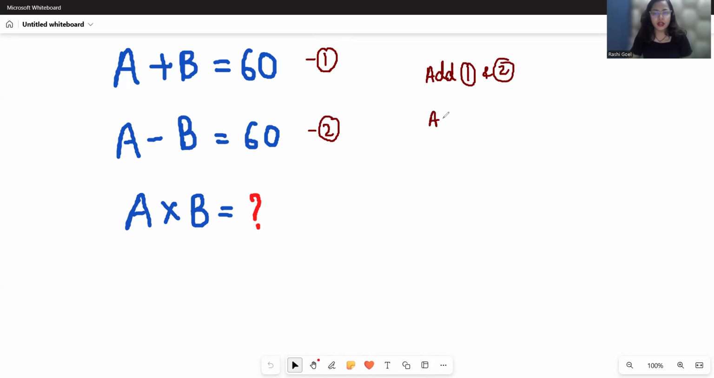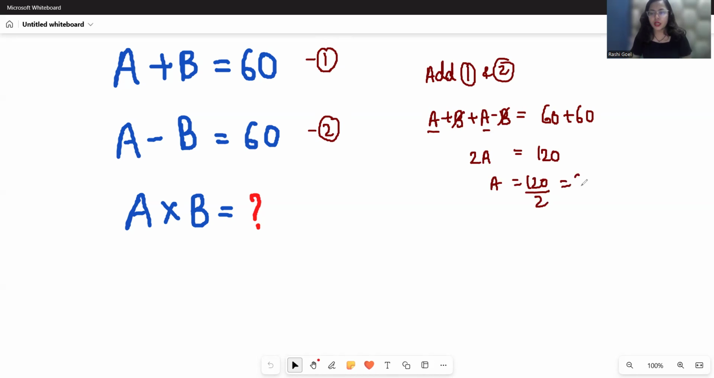So our left hand side, a plus b plus a minus b, is equal to 60 plus 60. Now a plus a is 2a, and positive b will cancel out the negative b. This gives us 2a equals 120, so a is equal to 120 by 2, that is 60. So the value of a is 60.